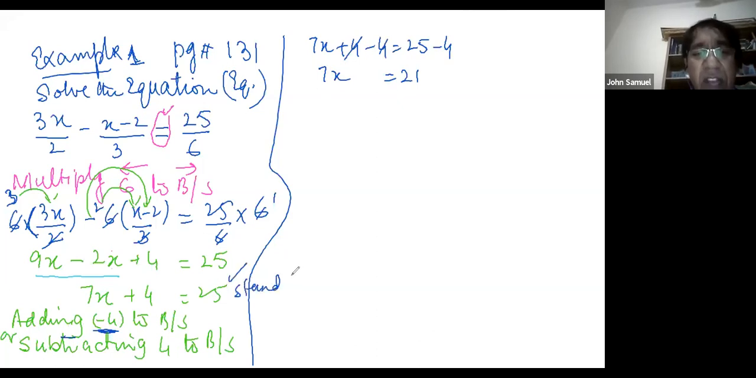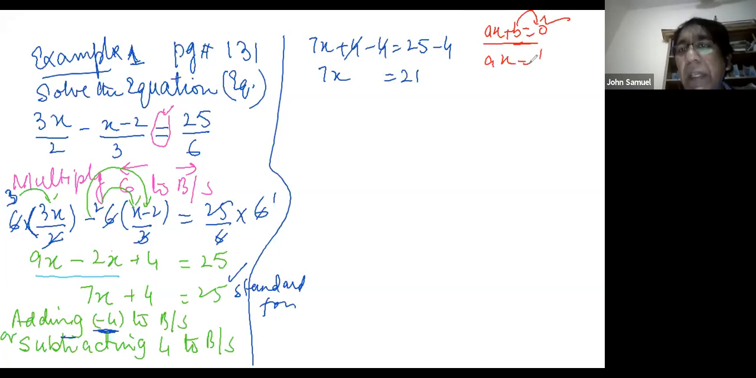Why am I saying it is standard form? Because you have already learned that when we write an equation ax plus b is equal to 0, this is the standard form. So even if you shift it to this side, ax is equal to b, this is also the standard form.